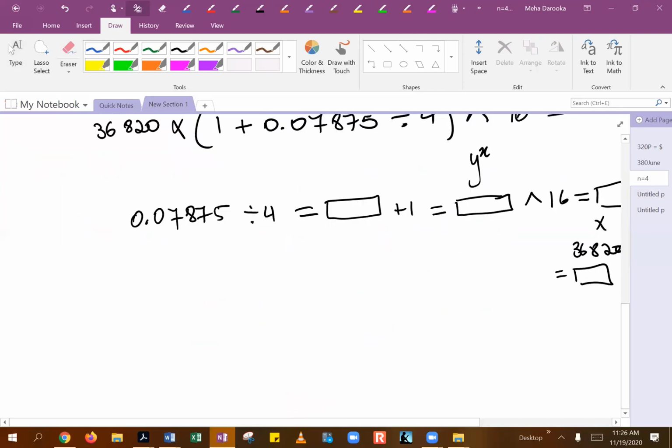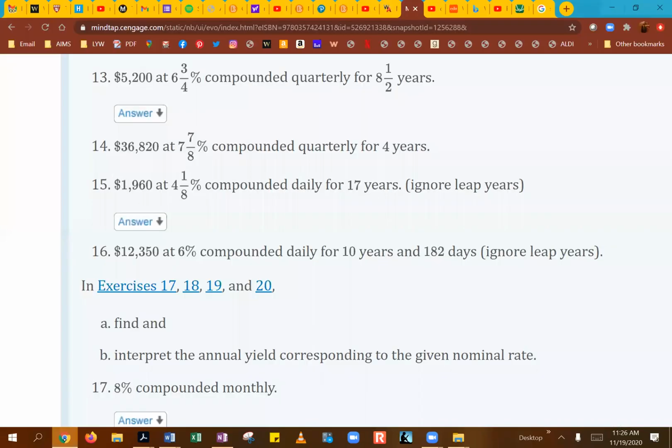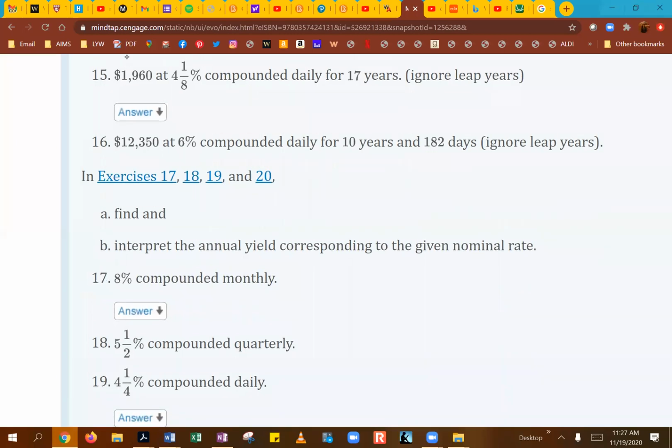Now with number 16, I think they were doing it daily. So let's look at number 16 over here.